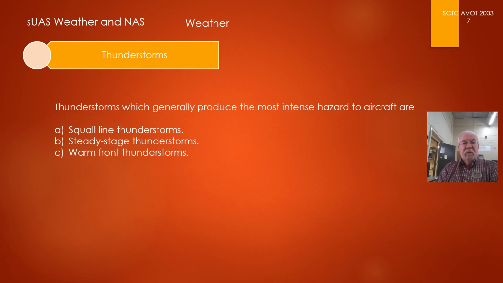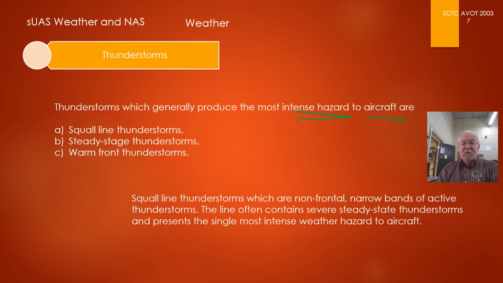Thunderstorms which generally produce the most intense hazard to aircraft are squall line thunderstorms. Non-frontal, narrow bands of active thunderstorms. The line often contains severe steady-state thunderstorms and presents the single most intense weather hazard to aircraft. Squall line thunderstorms.